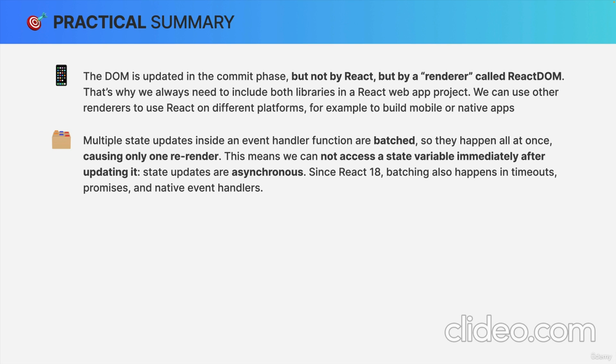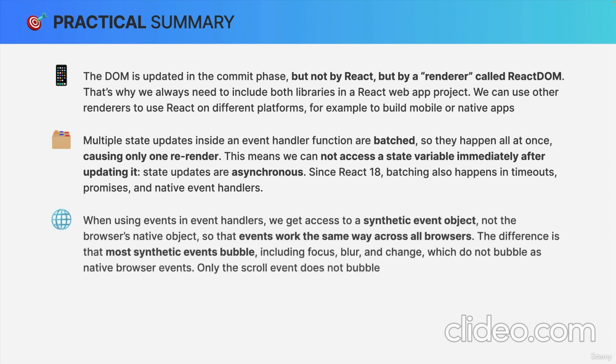And since React 18, automatic batching even happens inside timeouts, promises, and native event handlers. Now, one super important practical implication of this is that we cannot access a state variable immediately after we update it, which is why we say that state updates are asynchronous.